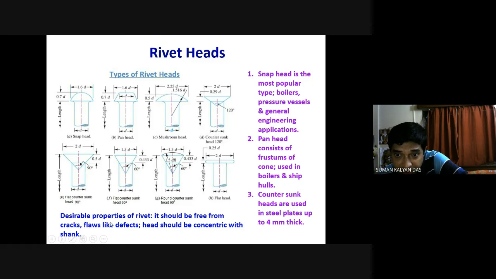So these are the desirable properties of a rivet. It should be free from cracks. It should not have flaws, meaning any defect should not be there. The head should be concentric with the shank. This head and the shank should be concentric. Obviously, if it is not concentric, it may give rise to some defects. So those things should be taken care of.